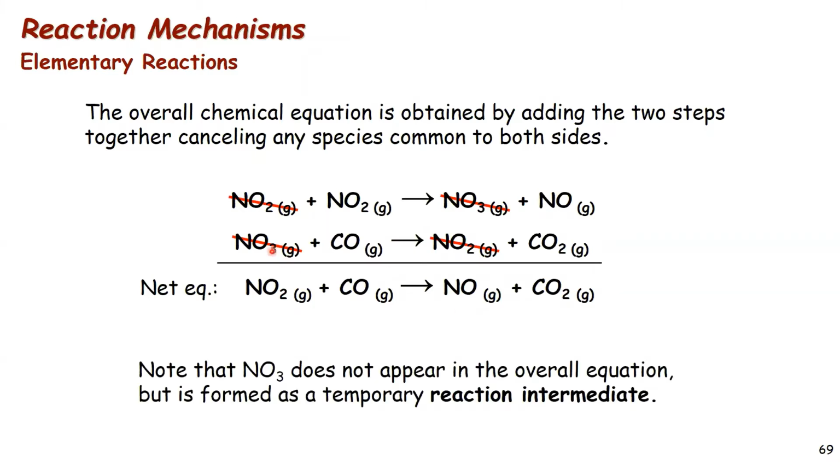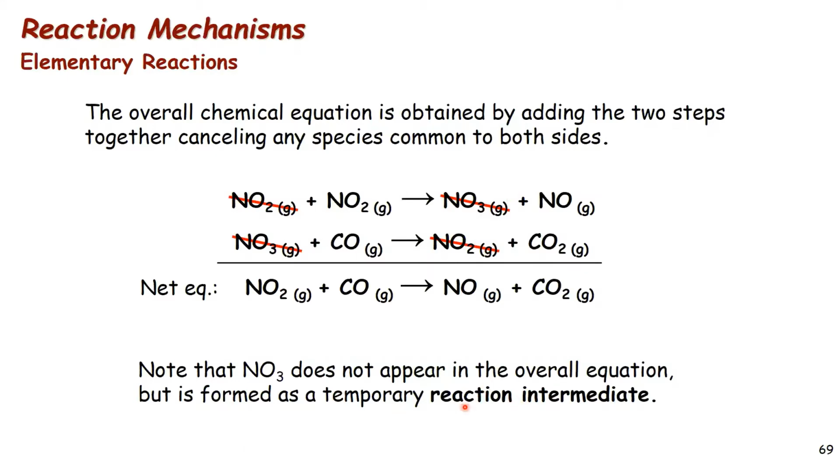Now, you'll notice that NO3 never appeared in the overall equation. We're going to call that a reaction intermediate. These things are highly unstable, and you don't collect a jar of them. They would react with each other, okay? So again, we didn't see it in the overall equation, but it was formed, and then immediately reacted with something else.